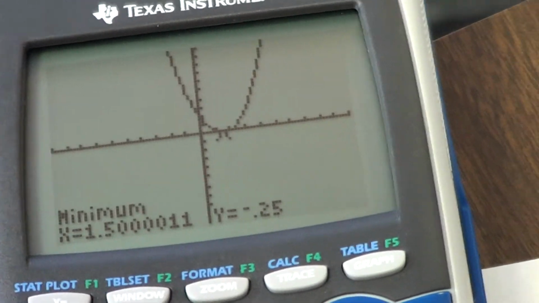Oh, interesting. Cool. Okay. Cool. Just so you guys know what your calculators can help you with. I can actually figure out my calculator.